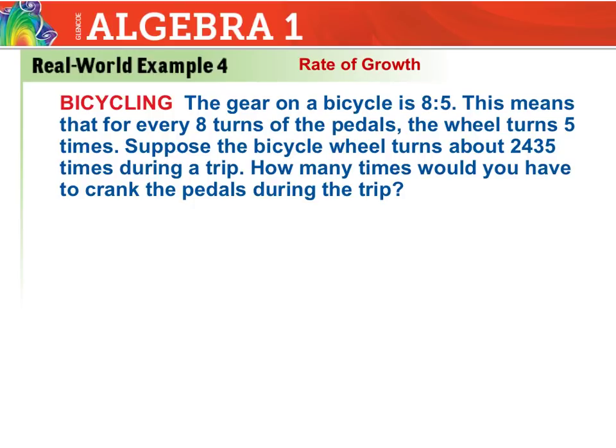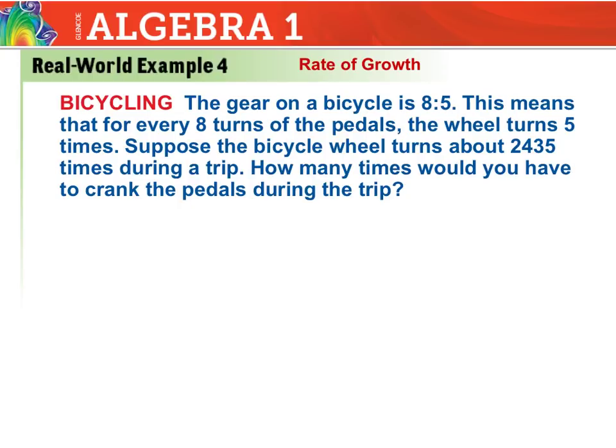Okay. The gear on a bicycle is 8 to 5. This means that for every 8 turns of the pedals, the wheel turns 5 times. Awesome. Suppose the bicycle wheel turns about 2,435 times during a trip. Whew. How many times would you have to crank the pedals during that trip?